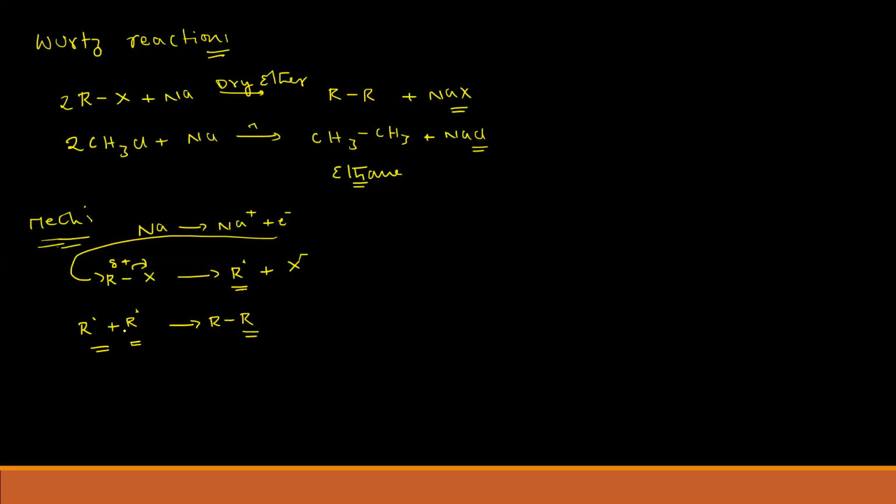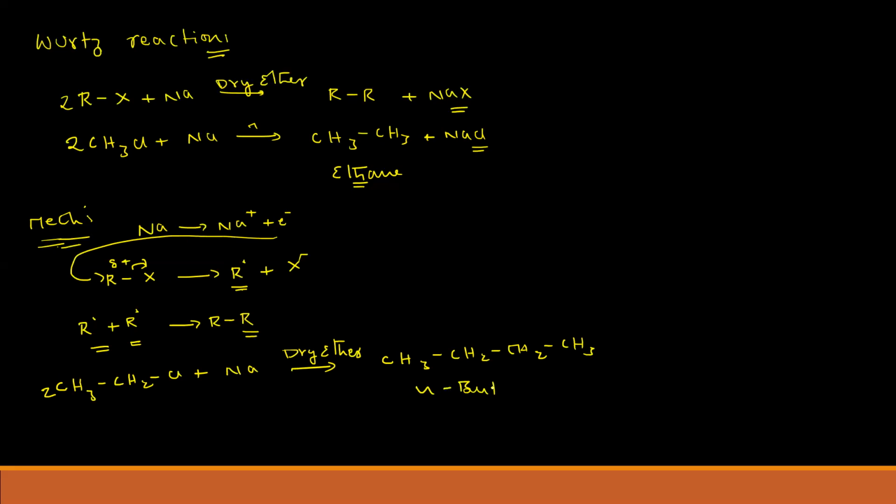So that is how the reaction takes place in the case of the Wurtz reaction. Let's see a few examples. CH3CH2Cl with 2 moles of Na in the presence of dry ether will give CH3CH2CH2CH3. So we are getting n-butane here.